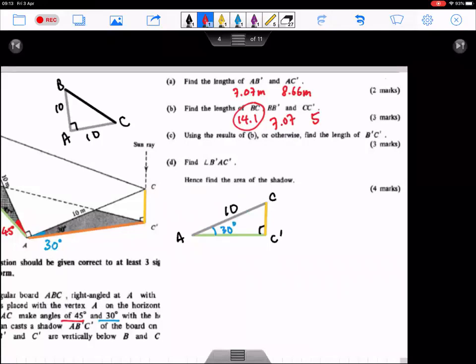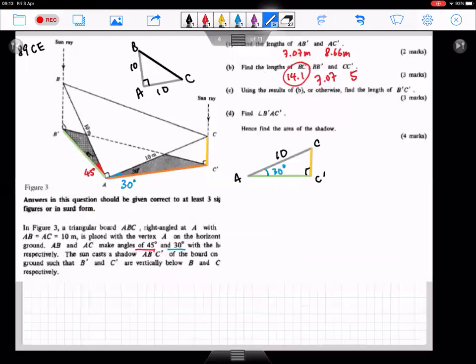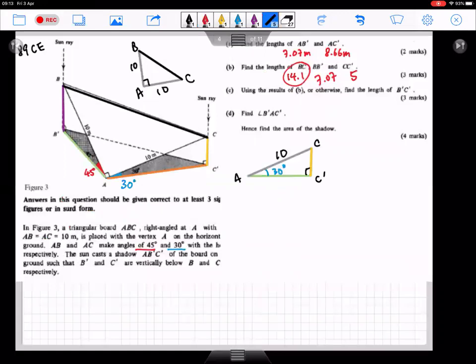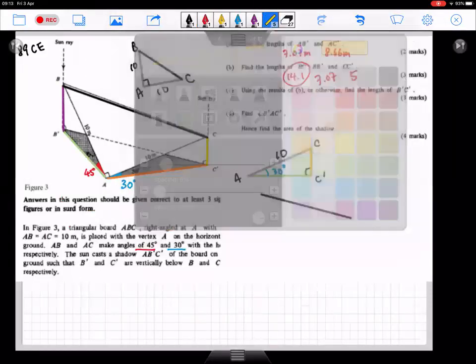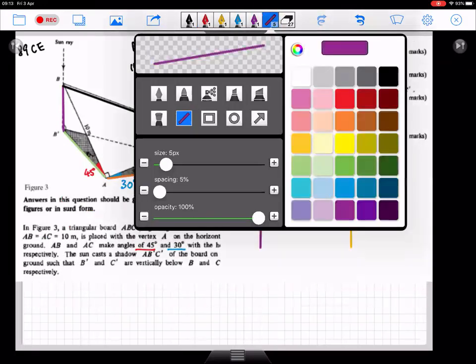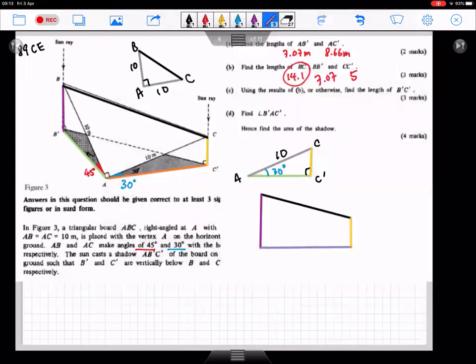But the problem comes in part C. Part C is the difficult one. We want to find B prime, C prime, the line at the ground level, the length of the shadow at the ground level. If you look at this, it is a trapezium. I want to use color code to indicate the lines. I'm running out of colors, so let me use this one as the bottom. That is B, C, C prime, and B prime.